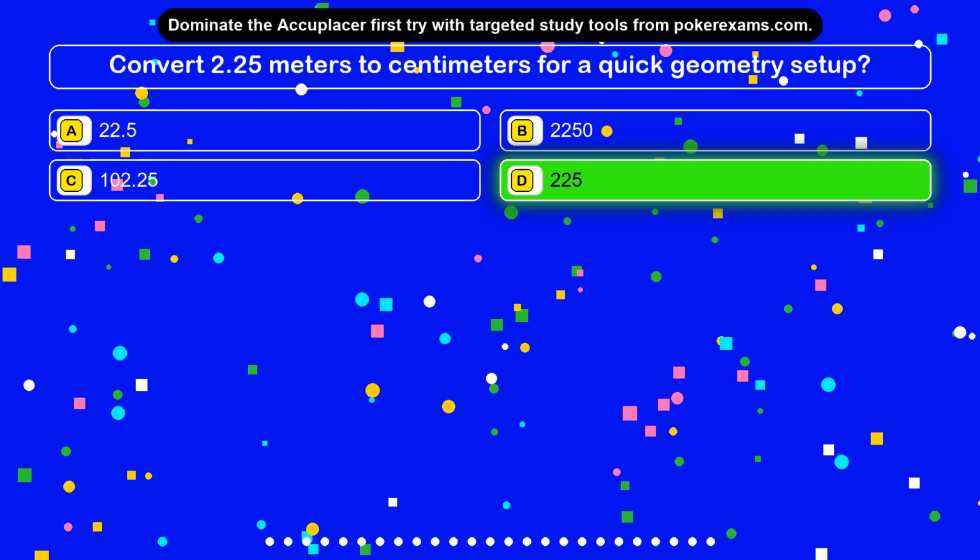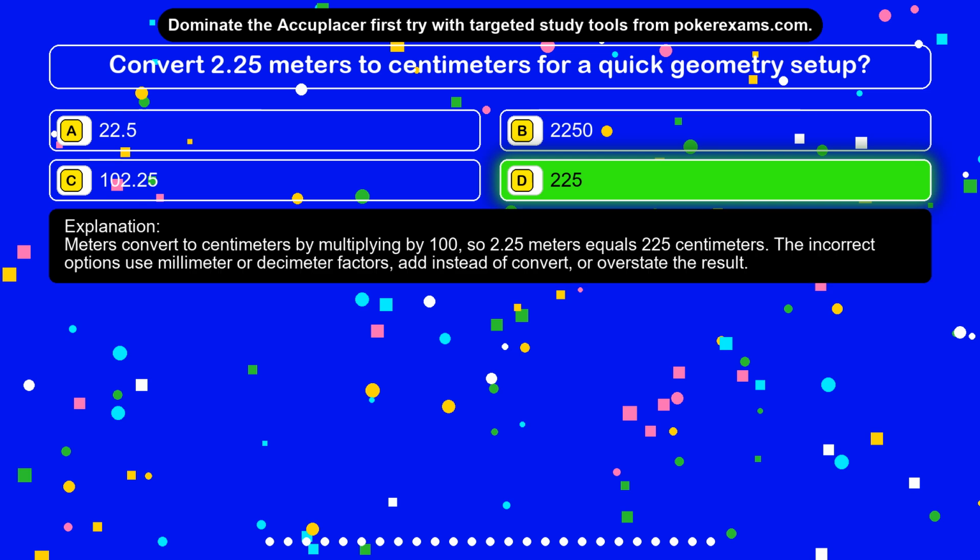The correct answer is option D, 225. Meters convert to centimeters by multiplying by 100, so 2.25 meters equals 225 centimeters. The incorrect options use millimeter or decimeter factors, add instead of convert, or overstate the result.